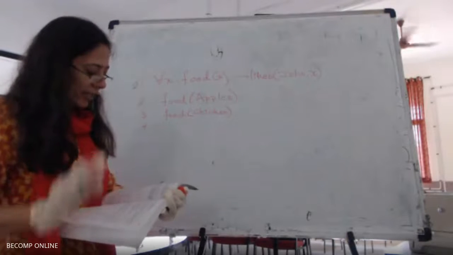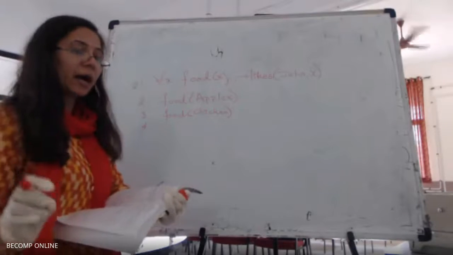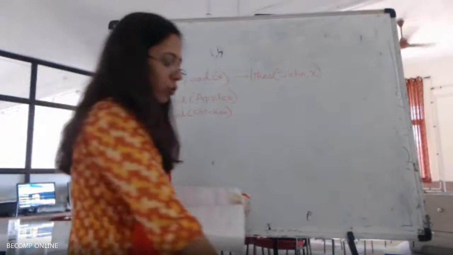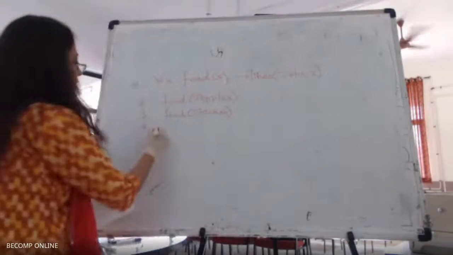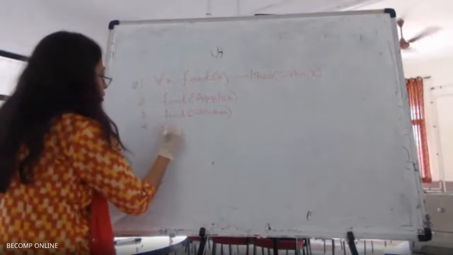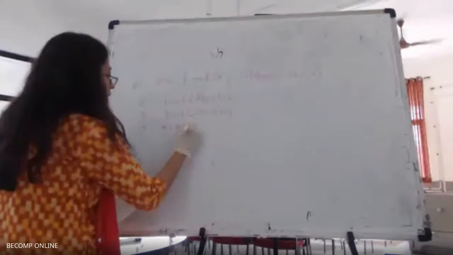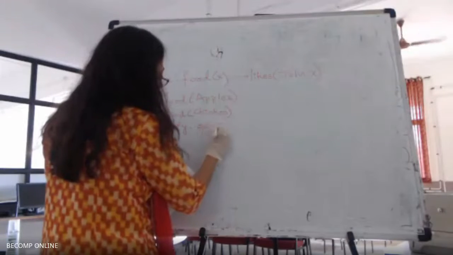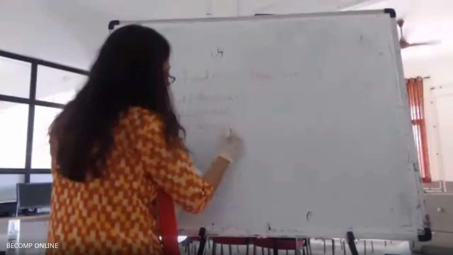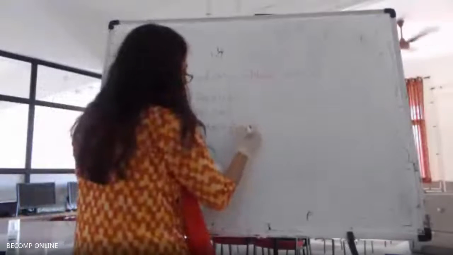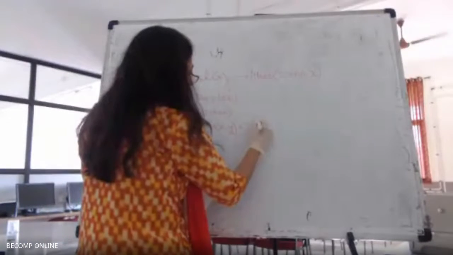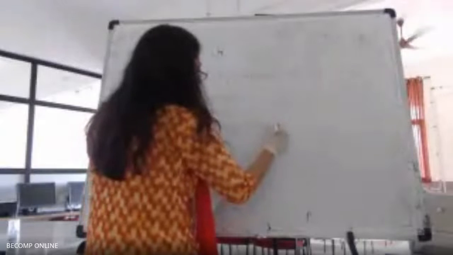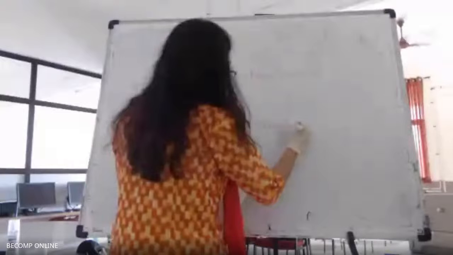Fourth, anything anyone eats and isn't killed by is food. Anything anyone eats and isn't killed by is food. So for all x, for all y, eats x comma y and not killed by x comma y implies food y.